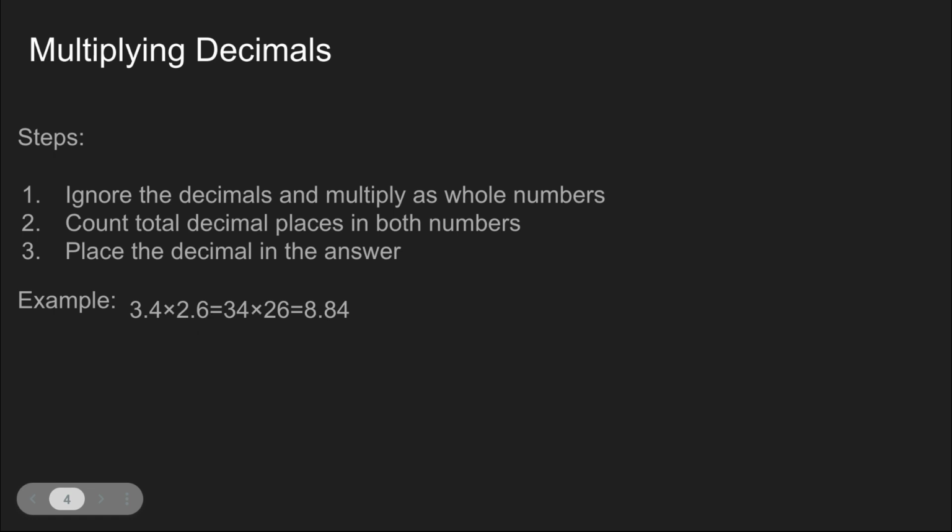So that's 2. Now you're going to do 34 times 26, which equals 884. So now you have 884, and you have the decimal point right here. You're going to bring this 1 here and 1 here. So that's 2, and your answer should be 8.84.